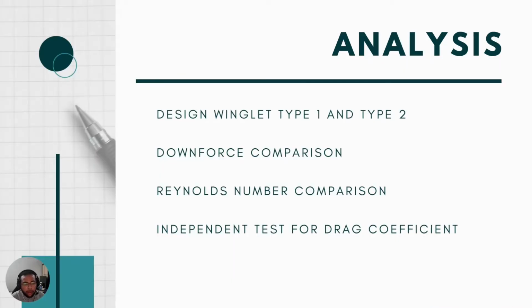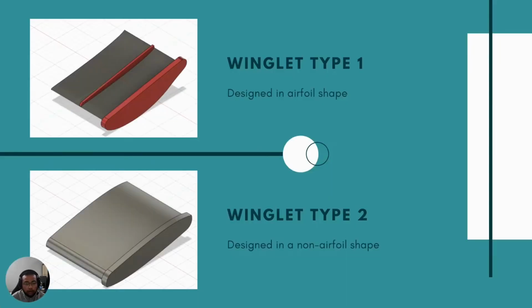For the analysis part, will consist of design winglet type 1 and type 2, downforce comparison, Reynolds number comparison, and independent test for drag coefficient. There are two types of winglet. For the type 1 designed in Air Force shape and type 2 designed in a non-Air Force shape.